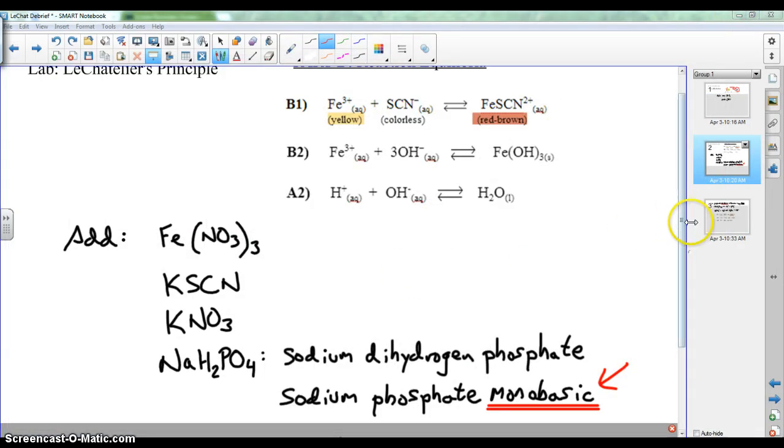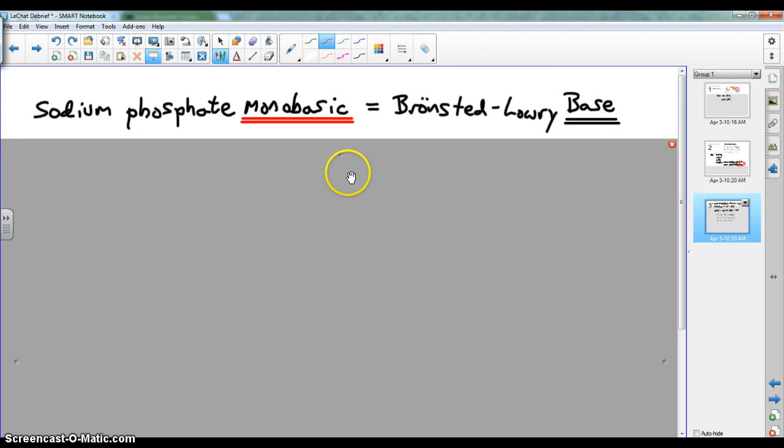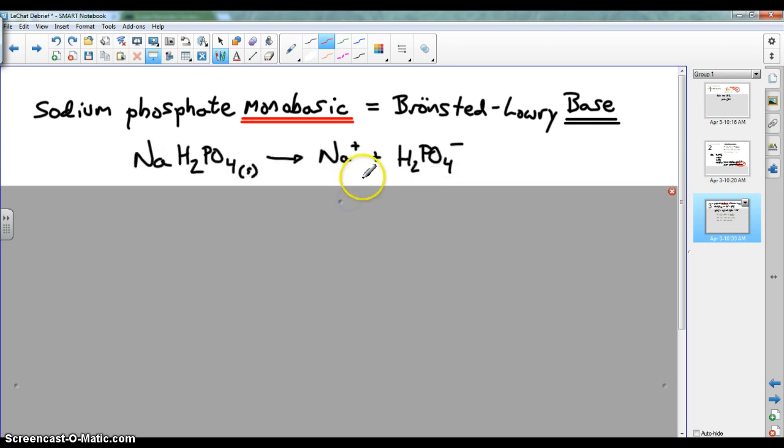So let's go back to the notes and try to figure out what's happening here. It's called monobasic for a reason. Let me go to the next slide and show you what's going on here. Sodium phosphate monobasic is a Bronsted-Lowry base. Now, harken back a few months to remember, what is a Bronsted-Lowry base? A Bronsted-Lowry base is something that absorbs H+. Remember, the definition of an acid doesn't change, something that donates H+ to solution. But a Bronsted-Lowry base absorbs H+ from solution.